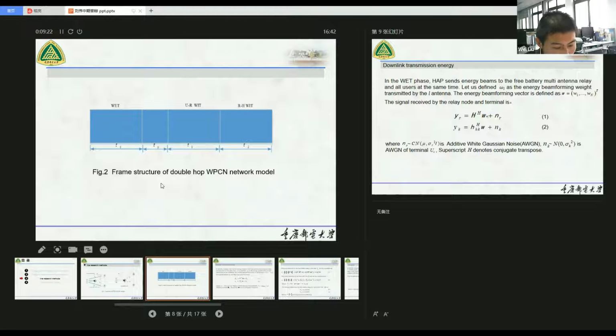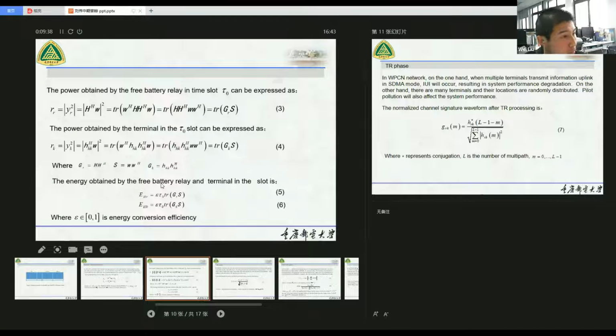In the fourth time duration tau 2, the relay node uses the energy stored in the downlink WET phase to forward the decoded information to the HAP. What this page shows is the WET phase. The HAP sends energy beams to the battery-free multi-antenna relay and all users at the same time. The signals received by the relay nodes and the terminals are as follows.